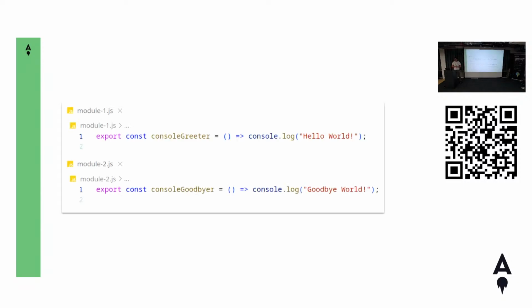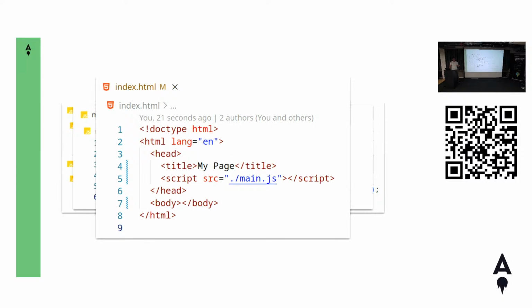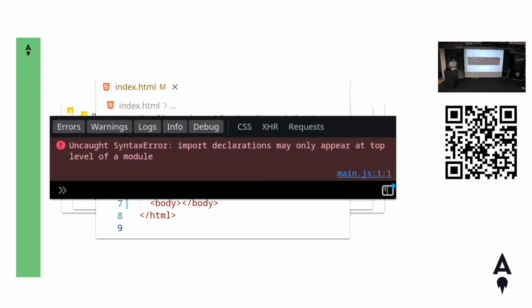So back then, you would have 2 modules, like so. That's how you write modules, I guess. And then you have your main script, which imports those modules and makes use of them. And when you did that, so when you reference the script in your index.html, it did not work. So yeah, it was not a great time.